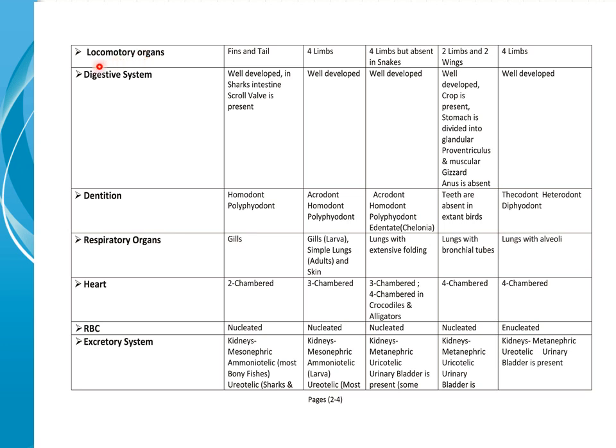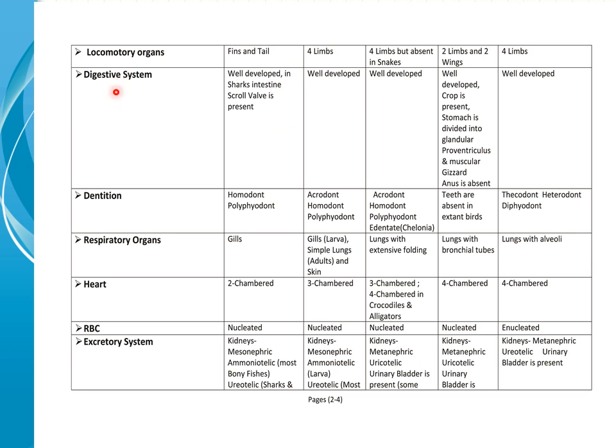So coming to the next feature, locomotory organs. We see in fishes, the locomotory organs are fins and tail. In the remaining classes, the animals have got 4 limbs, they are tetrapods. In case of snakes, there are no limbs. In birds, the 2 forelimbs are modified as wings. So in general, amphibians, reptiles, birds and mammals have 4 limbs with 2 forelimbs and 2 hind limbs.